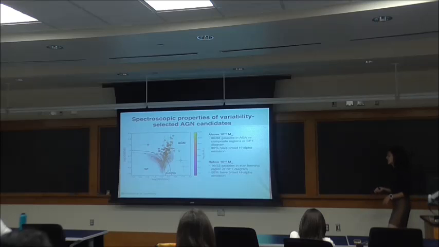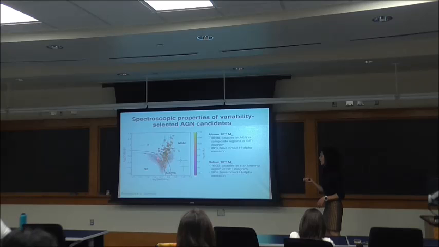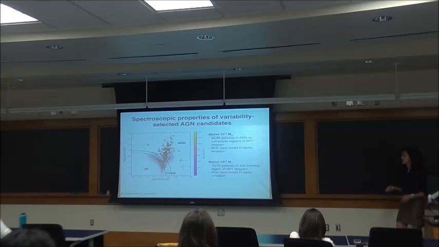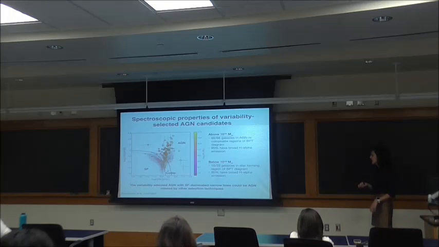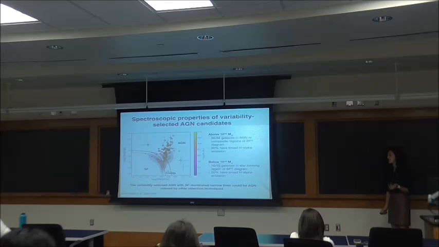What I think is really interesting is that below 10^10 solar masses, about half of the sample sits in the star-forming region of the BPT diagram. So these are all systems that have AGN-like optical variability and sit in the star-forming region of the BPT diagram, so their narrow lines are dominated by recent star formation. This suggests that these variability-selected AGN with star formation-dominated narrow emission lines could be AGN that are missed by other selection techniques.